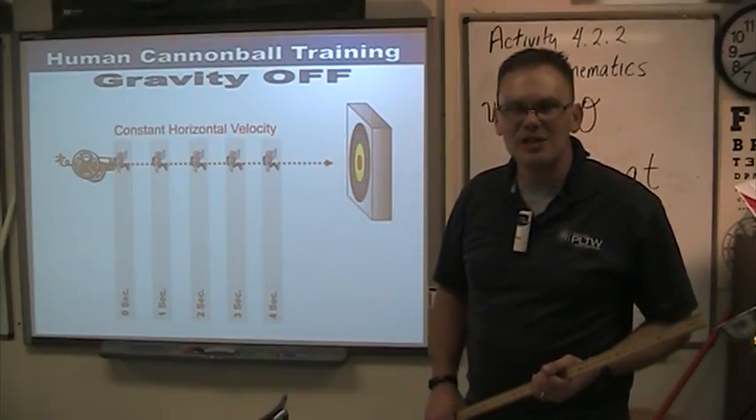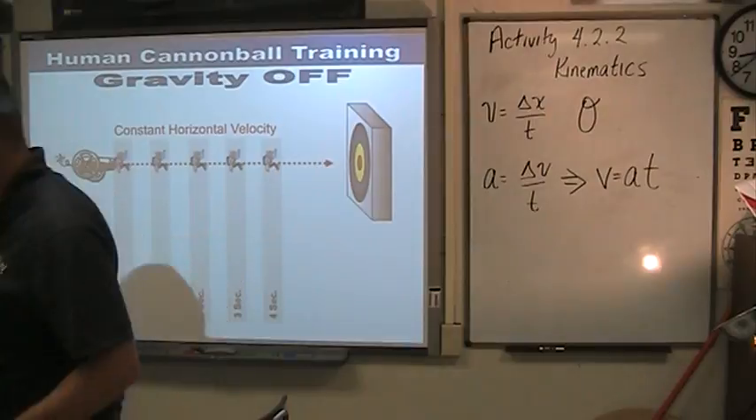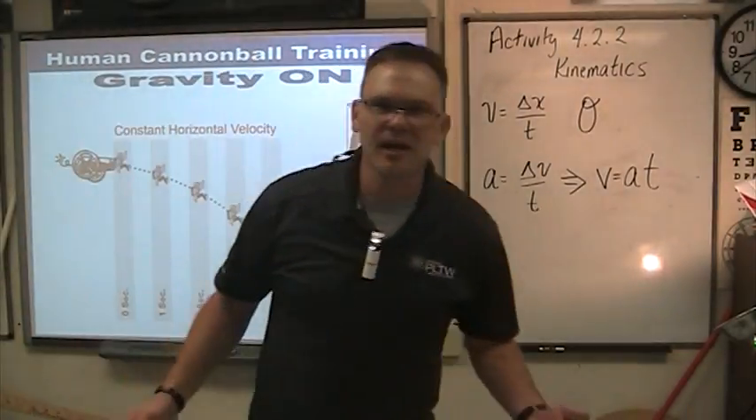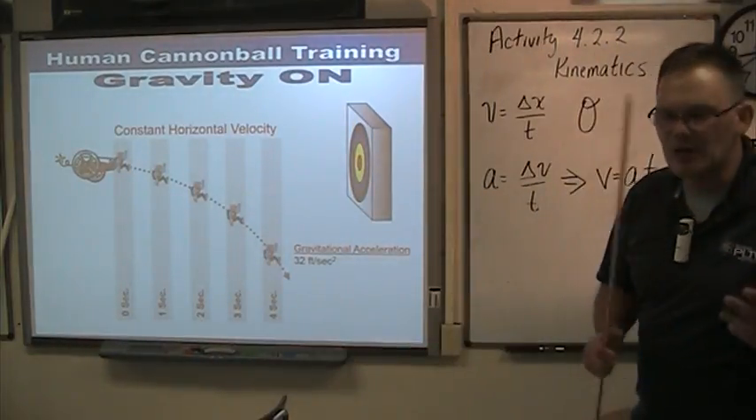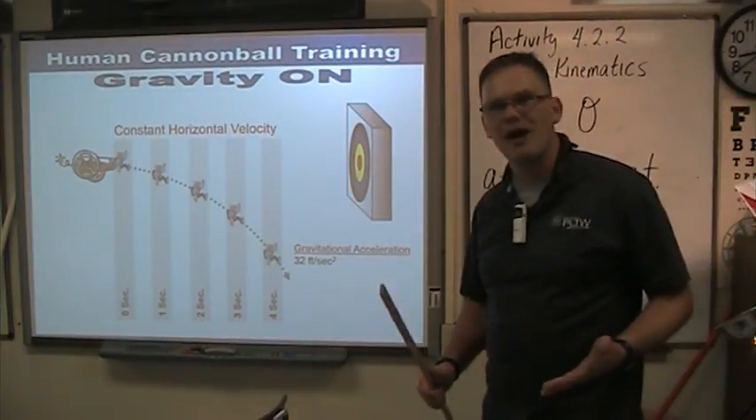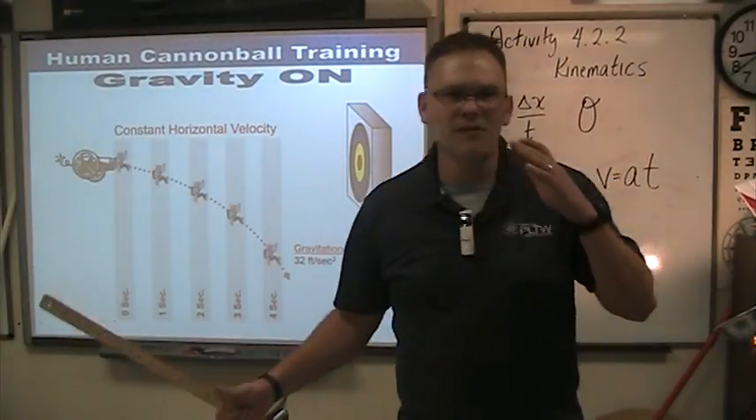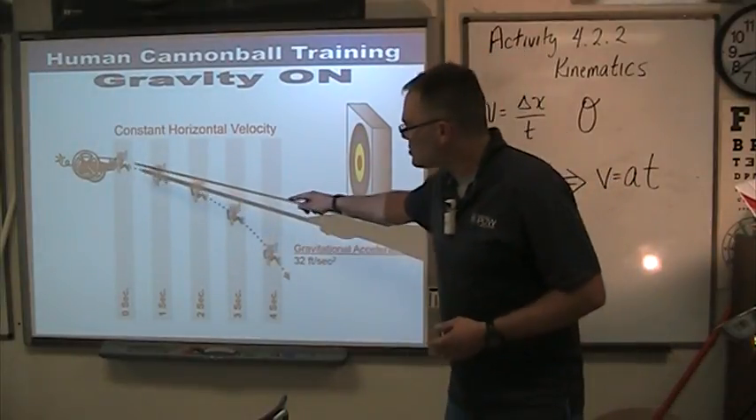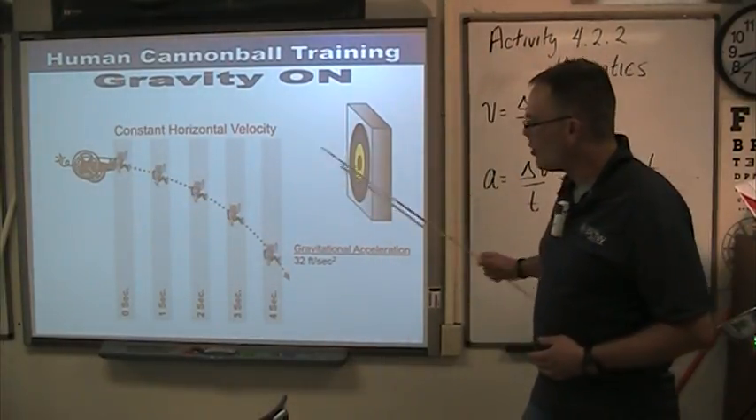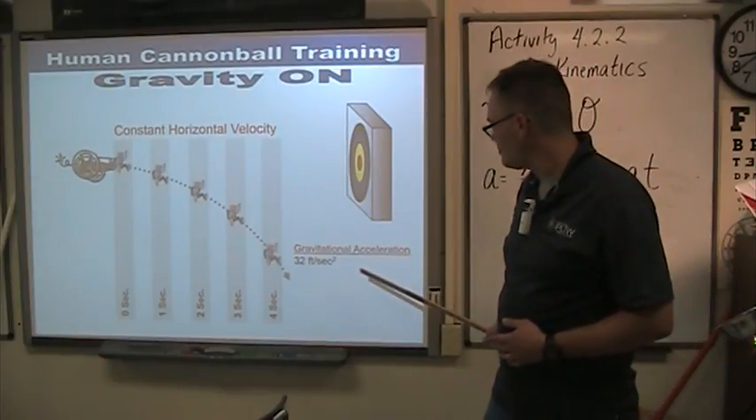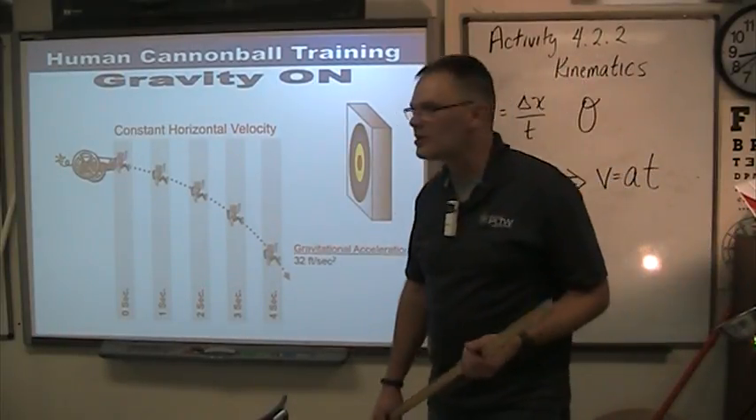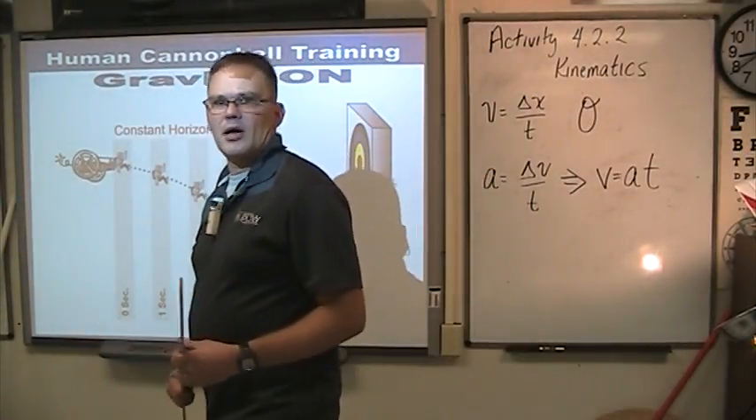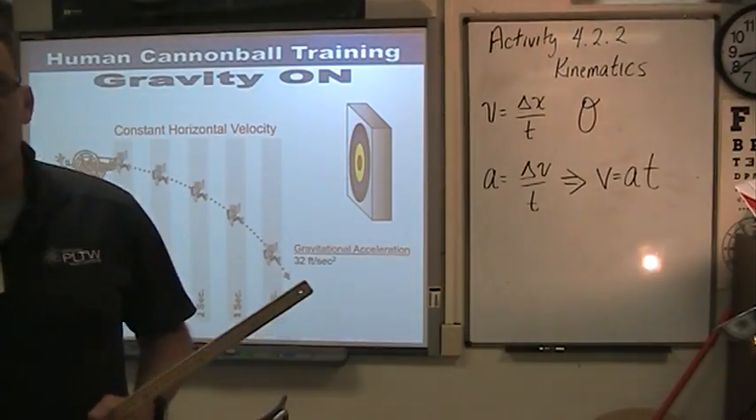But we know this does not always happen that way, because when we turn on gravity, every second the object falls. There's an acceleration. The acceleration is gravity. That's the only force acting on it, which causes it to go down. Therefore, instead of this object hitting our bullseye, we are going to miss the bullseye, because we do have a gravitational acceleration.